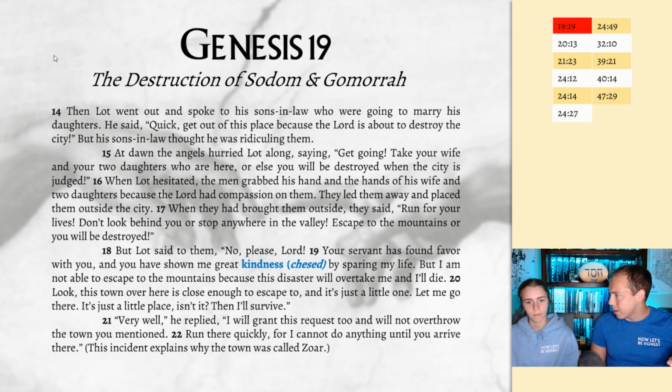Notice that the word favor shows up there as well, right? This is like chen. And so it's, once again, one of those linguistic gravity words that we talked about before. Yeah. "Your servant has found favor with you, and you have shown me great chesed by sparing my life. But I am not able to escape to the mountains because this disaster will overtake me and I'll die." So what do you think Lot is communicating here whenever he says, "You've shown me great chesed"?